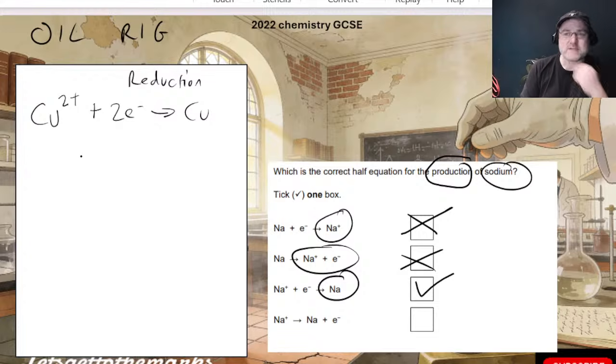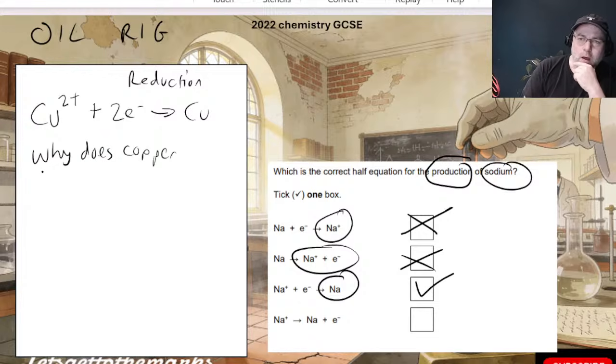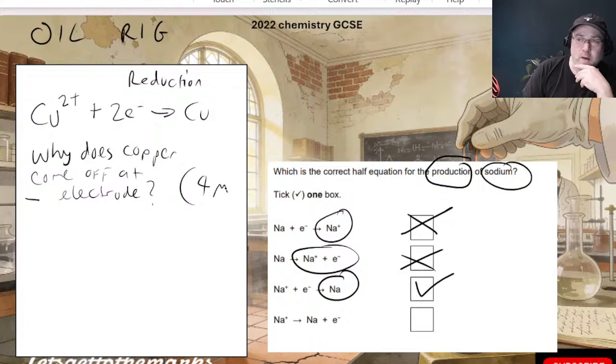So if someone said to me, why does copper come off? I should say, why is copper produced? But I've said does now, so I've kind of screwed it. Why does copper come off at the negative electrode? And that could be worth 4 marks. I know what you're saying. How can that be worth 4 marks?